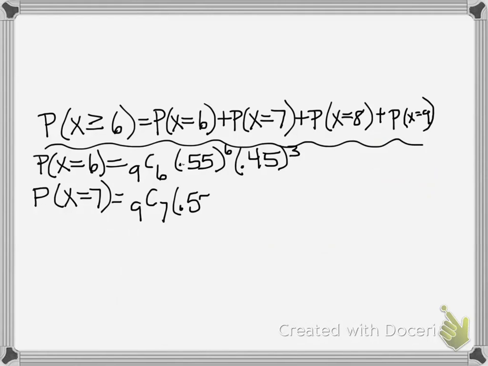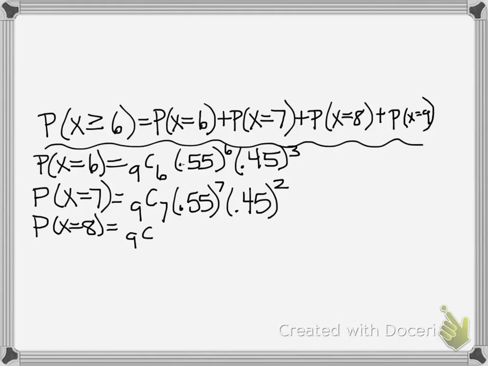So the probability of a success here is still 0.55, but now I want that to happen to the power of 7 because it's 7 of them in a row. So what do you think the exponent should be for females? It should add up to 9, so 2, 7 males and 2 females. Now we have to find the probability of exactly 8 male wolves.